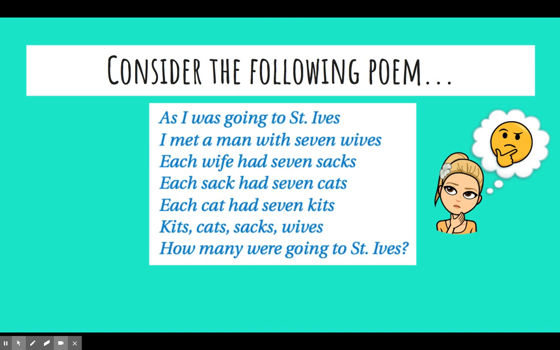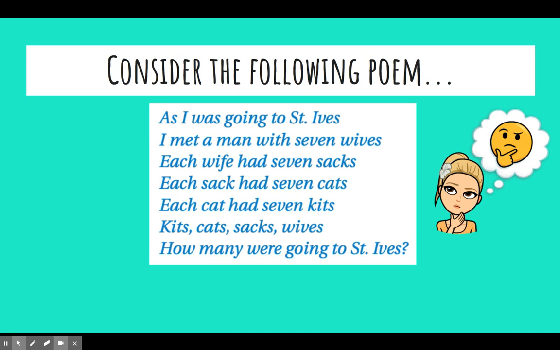So I want you to consider the following poem. As I was going to St. Ives, I met a man with 7 wives. Each wife had 7 sacks. Each sack had 7 cats. Each cat had 7 kits. Kits, cats, sacks, wives. How many were going to St. Ives? So this is an old nursery rhyme.